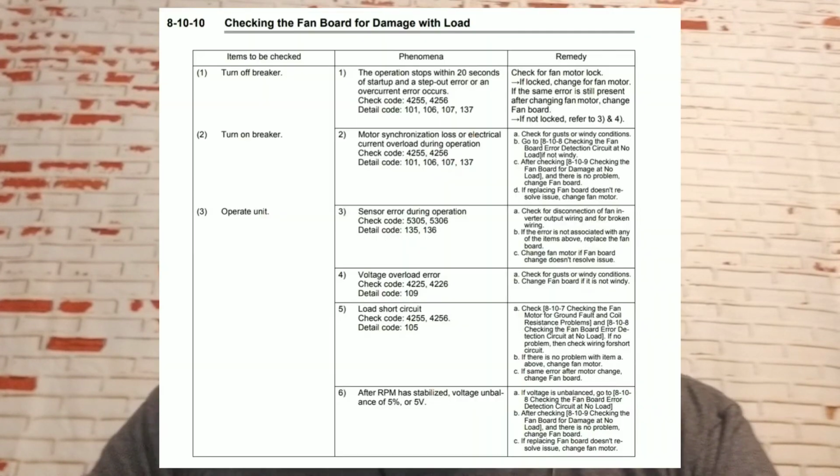You can get similar errors for over voltage. You spin a motor, you'll create voltage, and it's not wanting to see voltage there. It's like, hey, there's over voltage. Anyways, there's a whole family of error codes for those fans. The ones I was looking at were a 5305 or a 5306, and that's detail code 136, or a 4225, 4226, detail code 109. So anyways, lots of fun error codes.